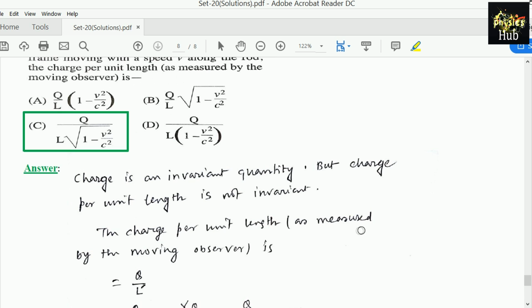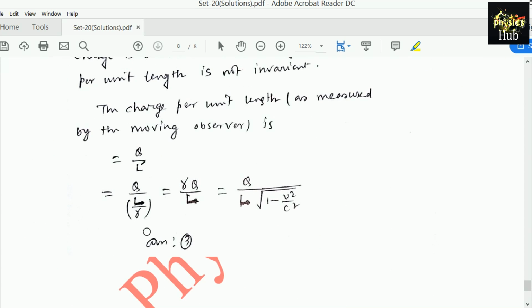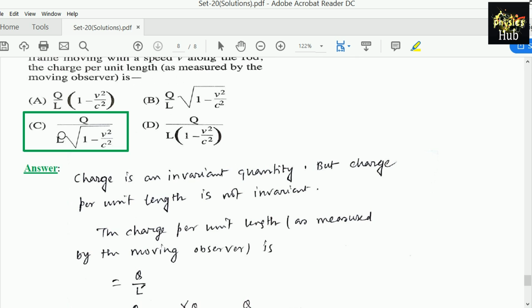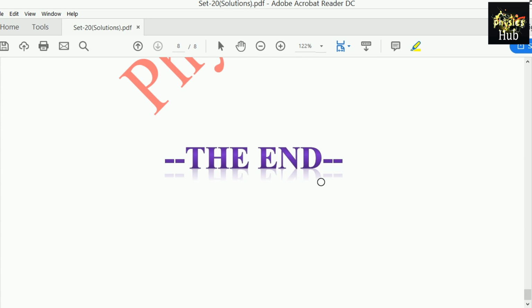The charge per unit length as measured by the moving observer is Q by L prime. L prime is the changed length due to the relativistic motion along some axis. So L prime equals L by gamma, where gamma is 1 by root over 1 minus v squared by c squared. So we just replace the value of gamma here, and we get Q by L into root over 1 minus v squared by c squared, and it is matching with option 3. So option 3 is the correct option, and this is the end.